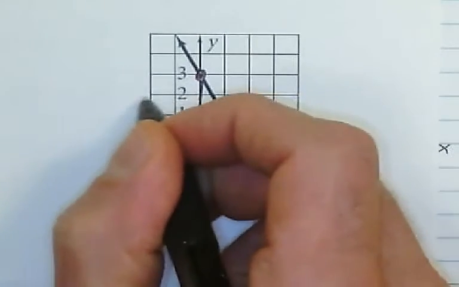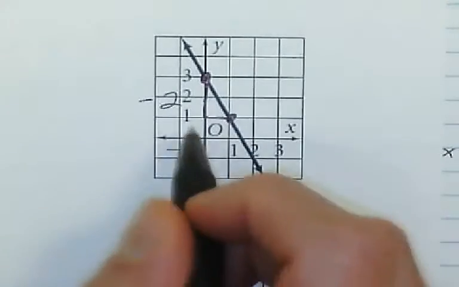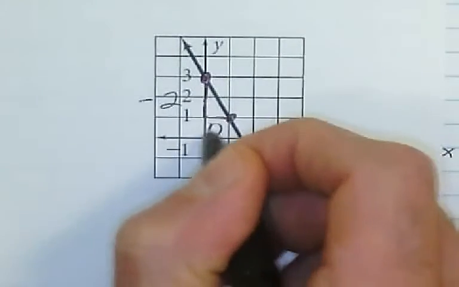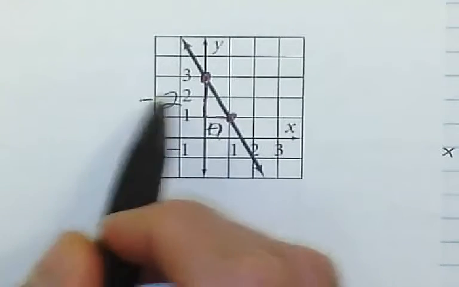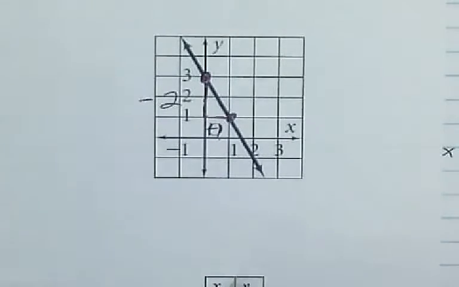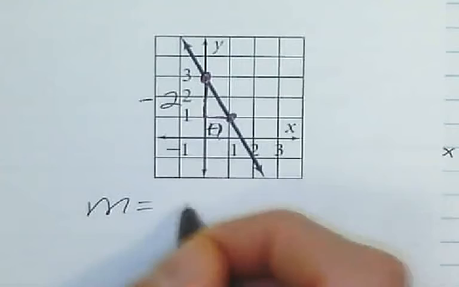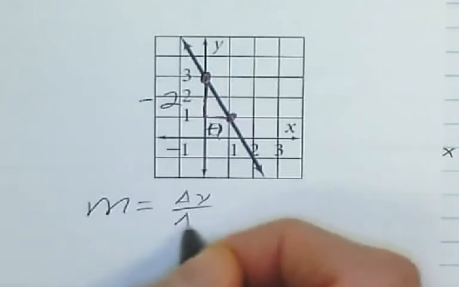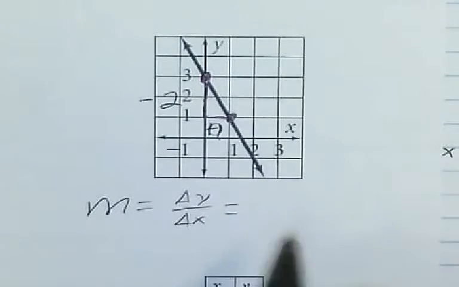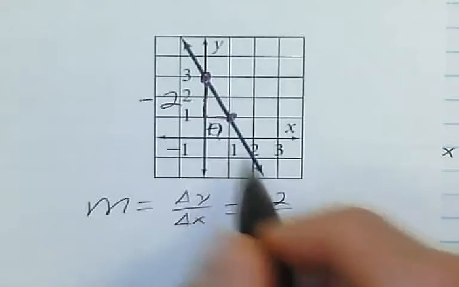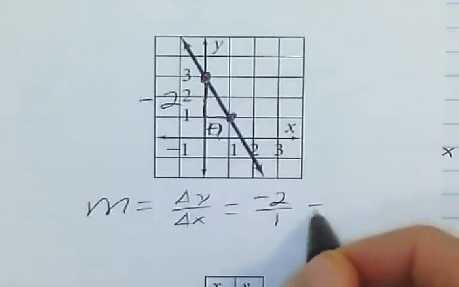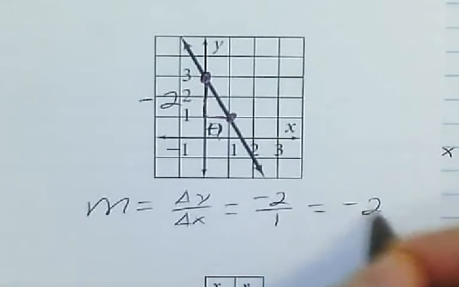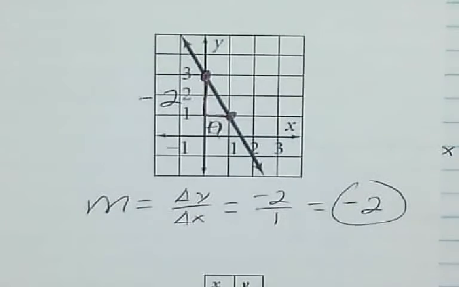So I go down 2, so I write minus 2. And then I have to go right 1, which is plus 1. So my delta x is plus 1. My delta y is minus 2. So slope equals delta y over delta x, change in y over change in x. So we have negative 2 all over 1. So the slope in this case is just negative 2. You could keep it as negative 2 over 1, or just write it as a whole number, negative 2. So that's slope from a line.